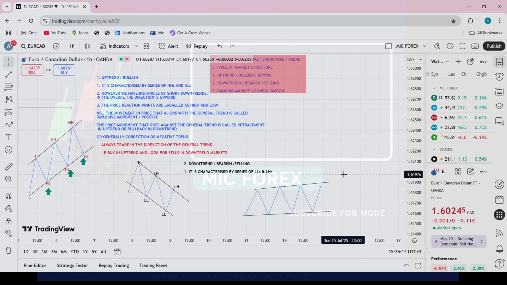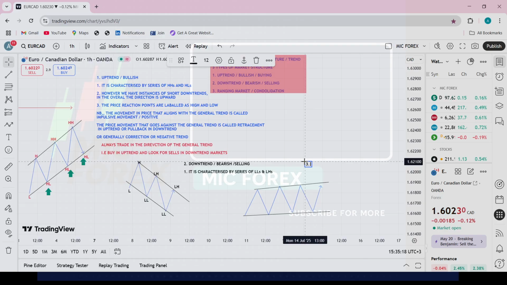Do I need to write that for you? Yes, let me write. So number 3 here we have ranging market structure.